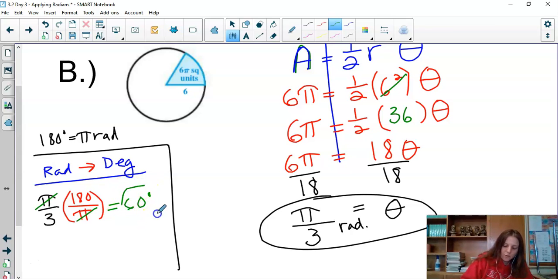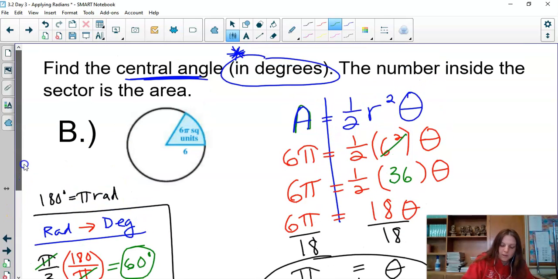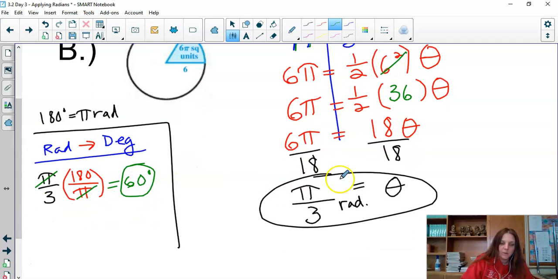Okay, the directions for this question said give the central angle in degrees, and we saw that it was pi over 3 radians, which equals 60 degrees. So this question is complete.